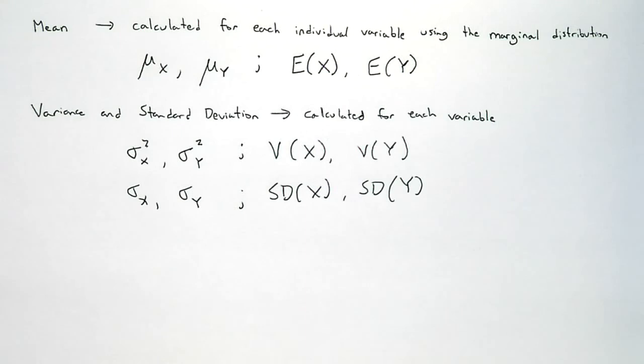Now, just because these measures are calculated for individual variables doesn't mean that there isn't a way to relate the two or to calculate measures for the probability distribution as a whole. There are ways, and we're going to look at those. But just to keep in mind, we can calculate mean, variance, and standard deviation for individual variables, and it's the same procedure that we've already done.